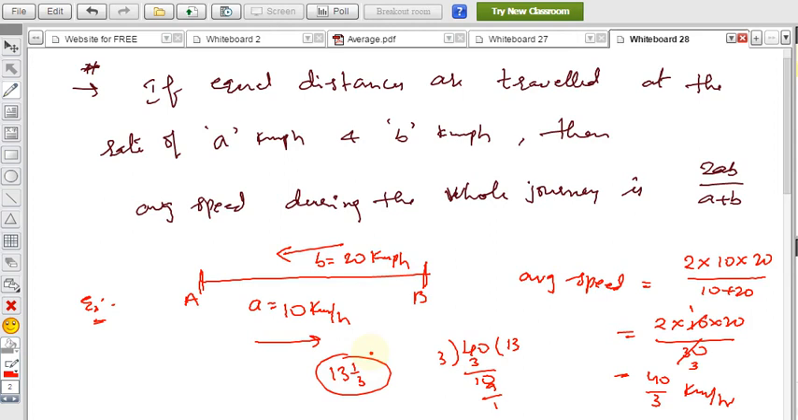So generally, if you take 10 plus 20 by 2, you'll get 15, right? So that is not correct. So whenever the distance, speed, time based average questions give the equal distance, then 2ab by a plus b is the formula to find out the average speed.